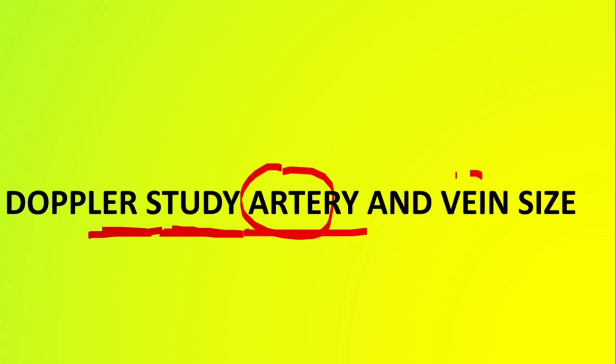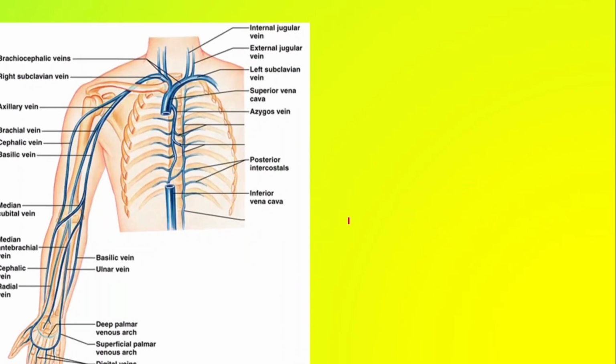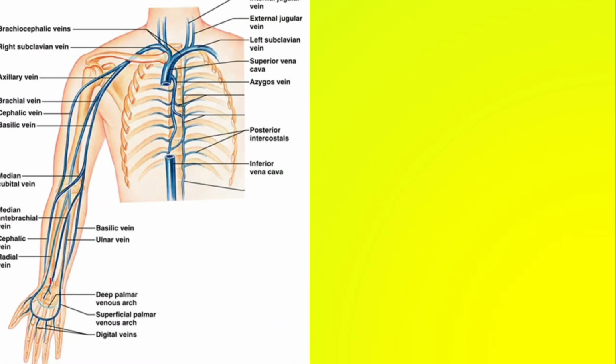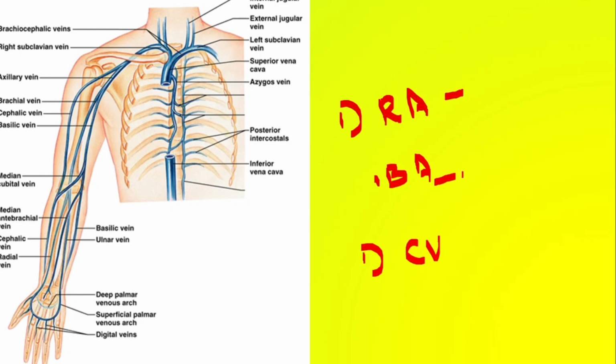Third, Doppler study. This is very, very important. A common question by the DM resident or the medicine resident who are in the nephro posting. They will be asking the Doppler study for AV fistula, but what is the artery and vein size for AV fistula creation? In the Doppler, what are all the points you have to see? Wherever the vessel you want to make the fistula, for example, radial artery, brachial artery, and the respective vein, cephalic vein, you have to know the size.